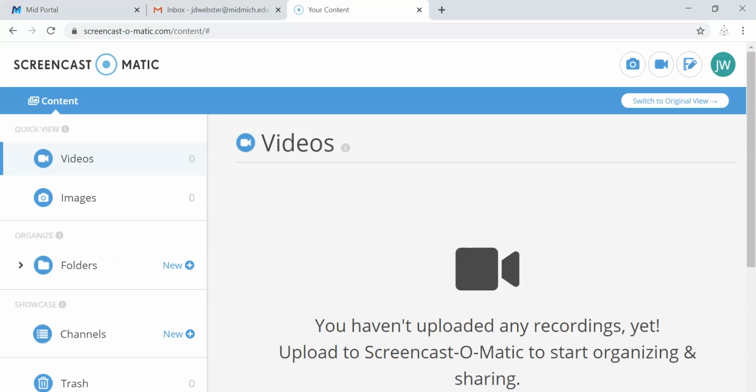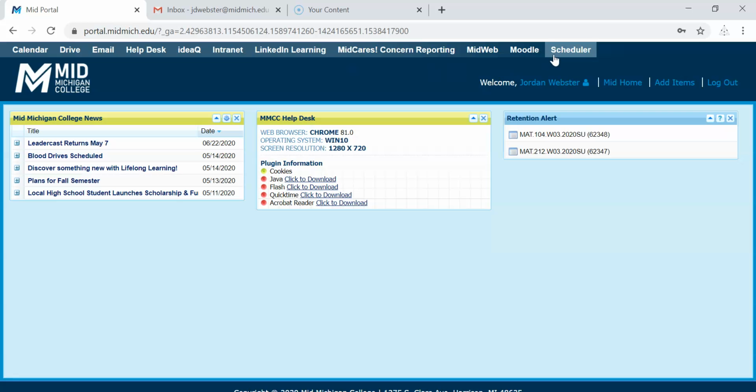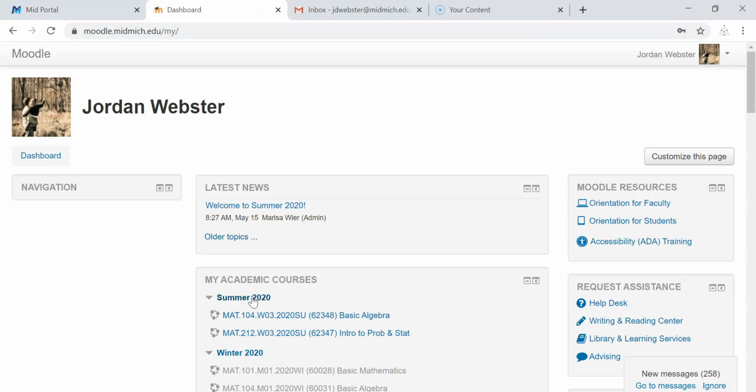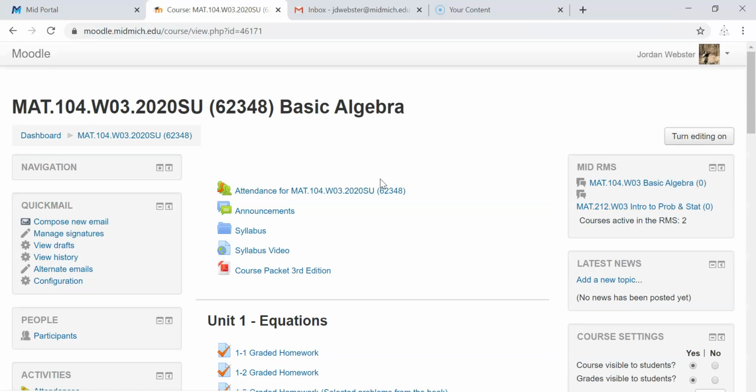So if you click on portal, go to Moodle, JD Webster, that's me. Got to type in my password, apparently, because it logged me out. Hopefully this won't take too long. There we go. So click on that.